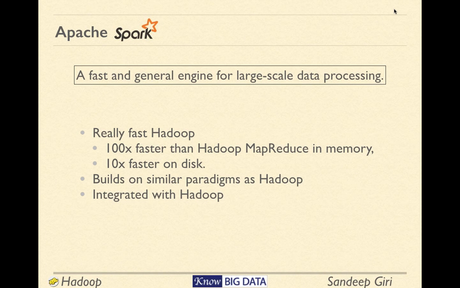When most of the MapReduce is in memory, it's close to 100 times faster than Hadoop, and 10 times faster when it's doing it on disk. So 10 times faster is a really good number. You can in general say that Apache Spark is really fast, and it also builds on a similar paradigm as Hadoop. It is very well integrated with Hadoop.